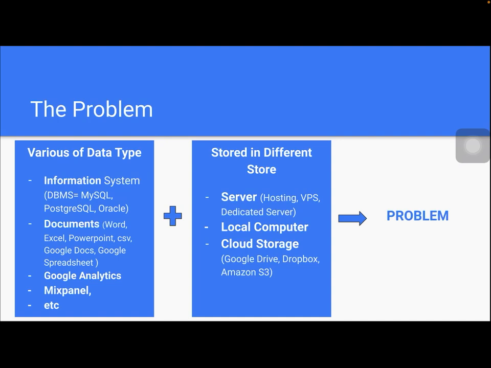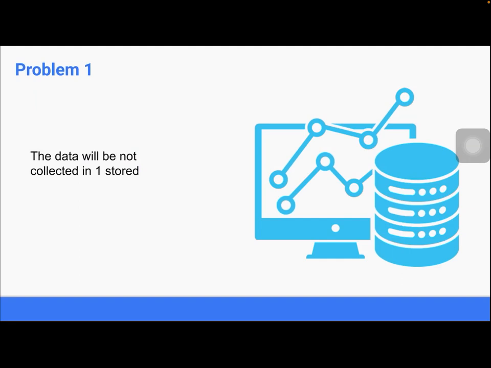Both of these problems create a lot of issues. For example, various data types and data stored in different stores cause problems. The first problem is that the data will not be collected in one store. As I said just now, we have a lot of data with various data types. The data is sometimes placed in the cloud, sometimes on the server, sometimes on an employee's computer or laptop. So the data will not be collected in one store. This is the first problem.